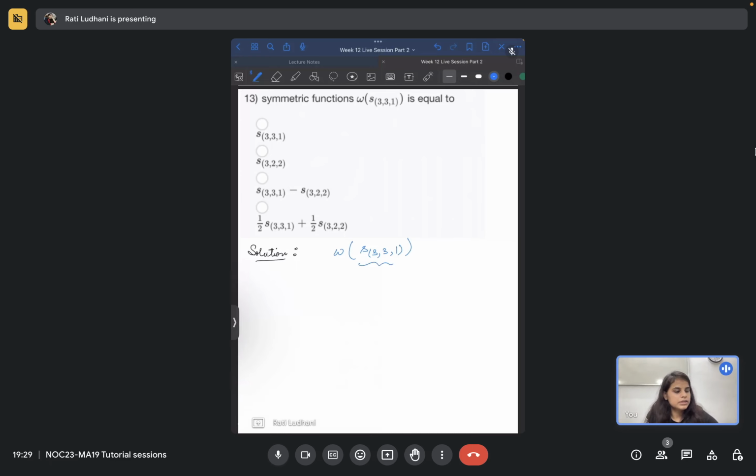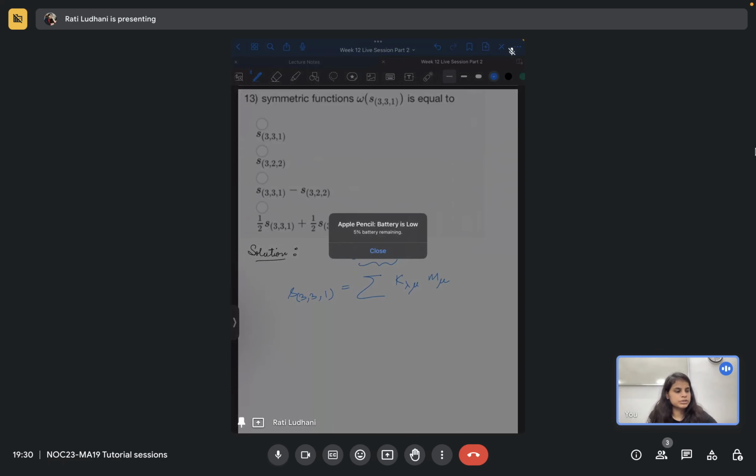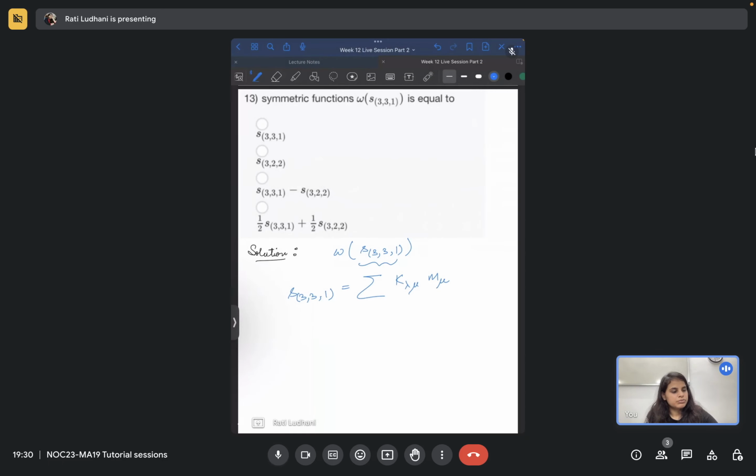So let's write what S331 is. This is what we know, that this is equal to the sum of k lambda mu m mu. Okay, let's go to monomial symmetric polynomials and try to do that. So we have mu as a partition of, now the sum is 7, so a partition of 7. So what do we have? There's one more thing I wanted to say.